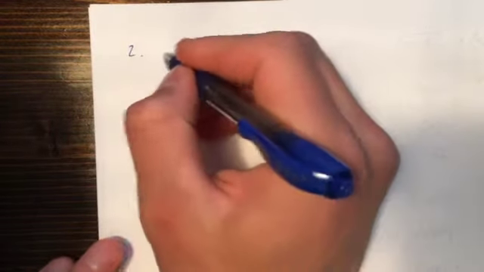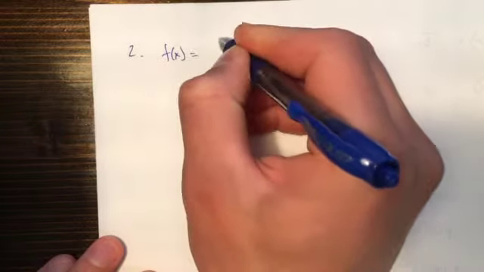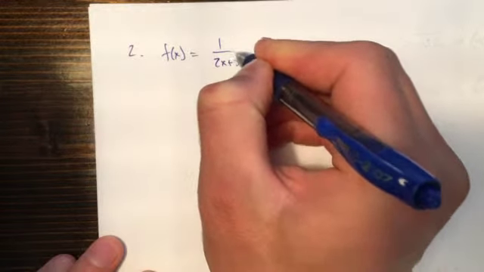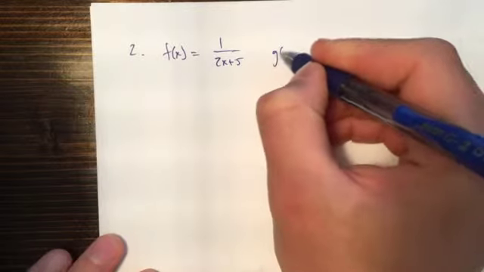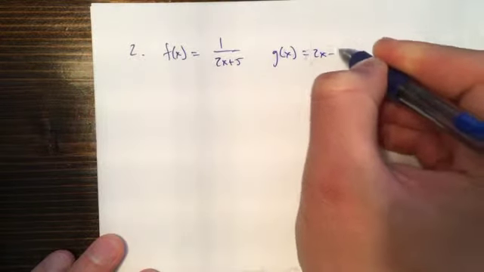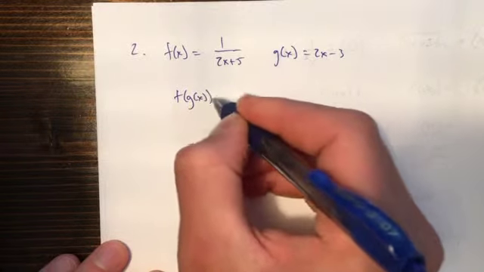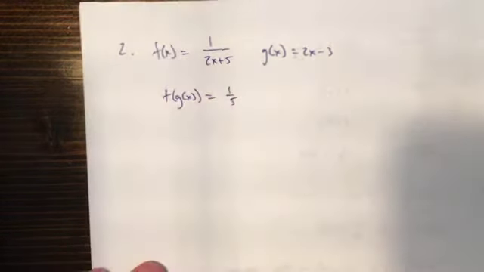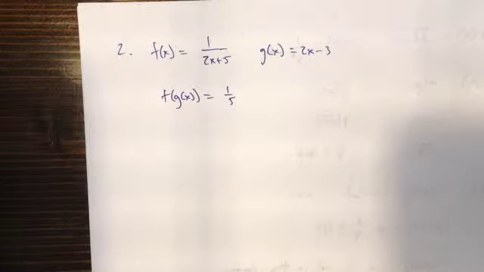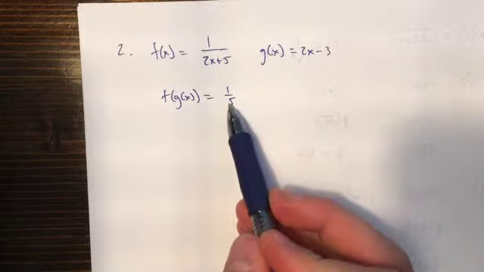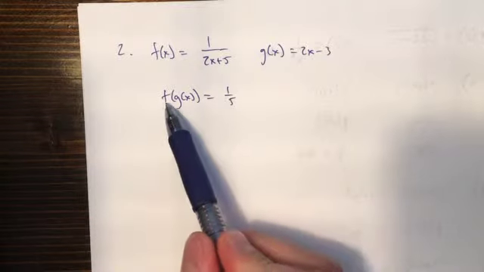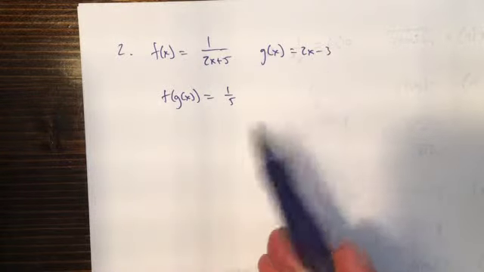For number 2, we have f of x is equal to 1 over 2x plus 5. And we have g of x is equal to 2x minus 3. And they want us to find where f of g of x is equal to 1/5. So this is slightly different because instead of plugging in a number for x, we are given a y value and asked to find the x value.